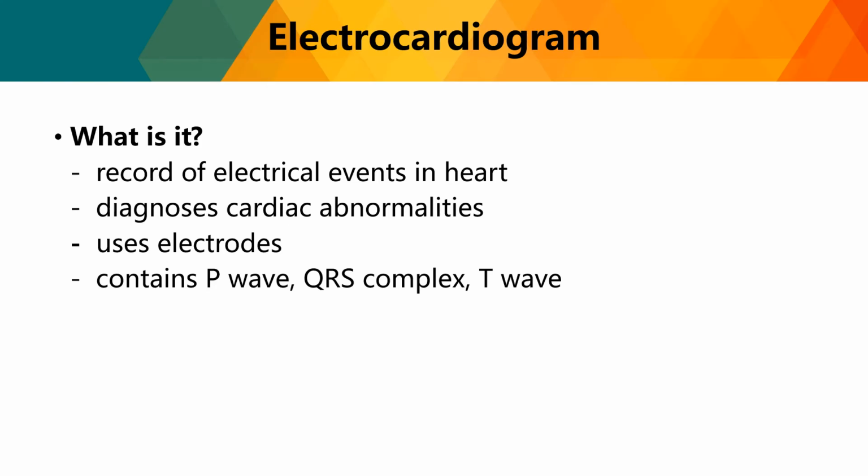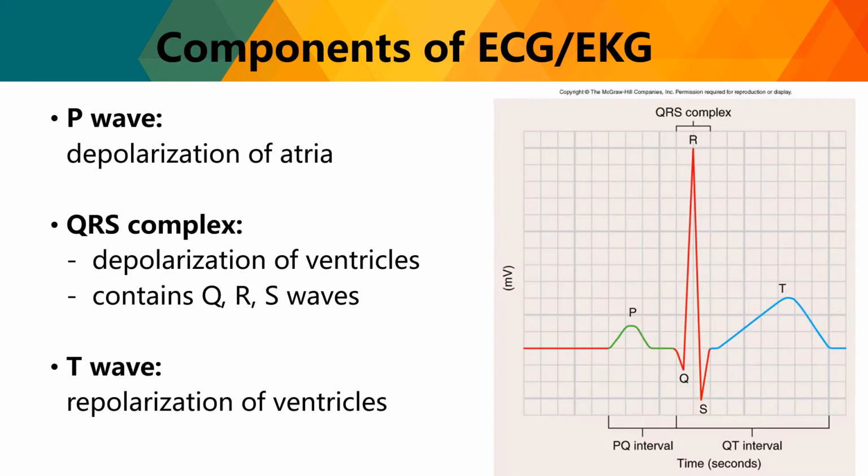So an electrocardiogram is actually used to record the electrical waves in the heart. It is used to diagnose cardiac abnormalities. You can use electrodes to measure these electrical signals. It contains the P wave, the QRS complex, and the T wave. So this is actually a tricky concept or knowledge that you should know, no?